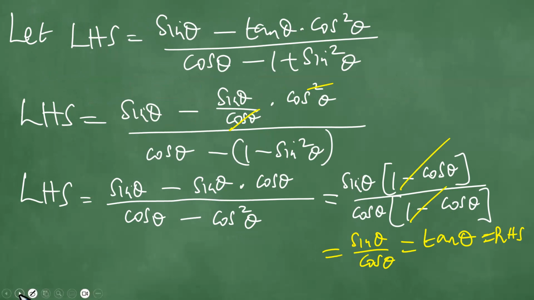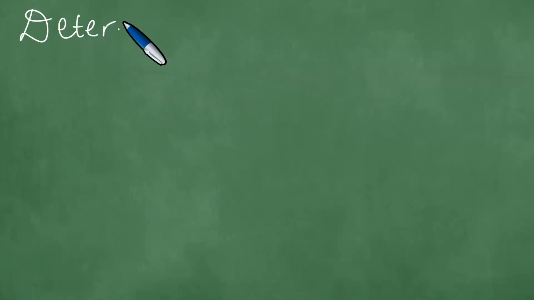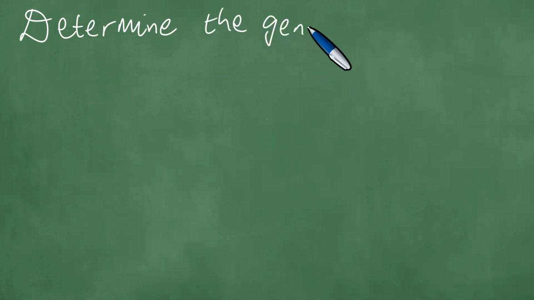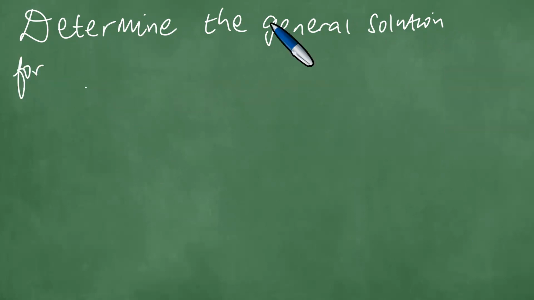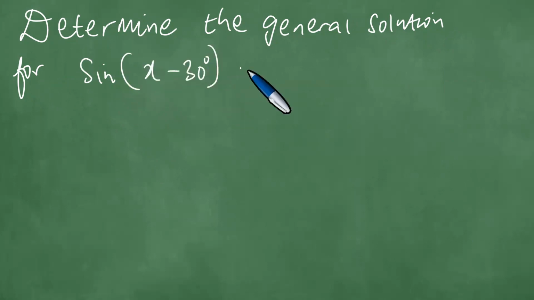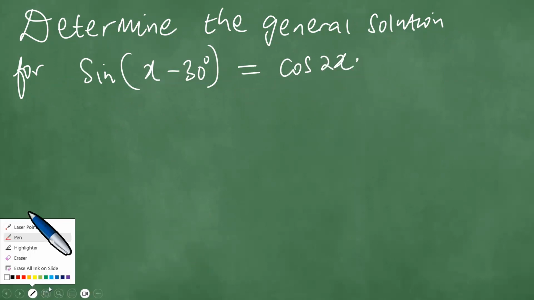Here's another question. At this point, we need to determine the general solution for sine of x minus 30 degrees equal to cosine of 2x. Let's look at this one and find the solution to this.